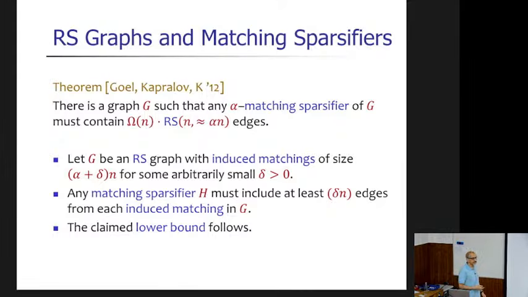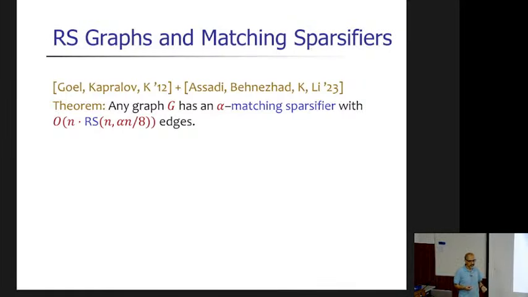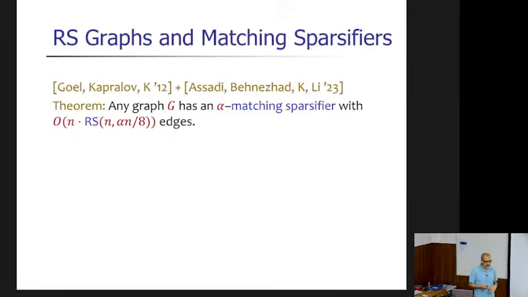Turns out there is a converse connection too. These graphs essentially completely characterize the size of an alpha matching sparsifier. You can show that any graph G has an alpha matching sparsifier whose size is roughly n times RS of n comma alpha n over 8. So it's not exactly alpha n, but it's just off by a constant. And 8 can be optimized further, but the clean proof just leads to 8 here.